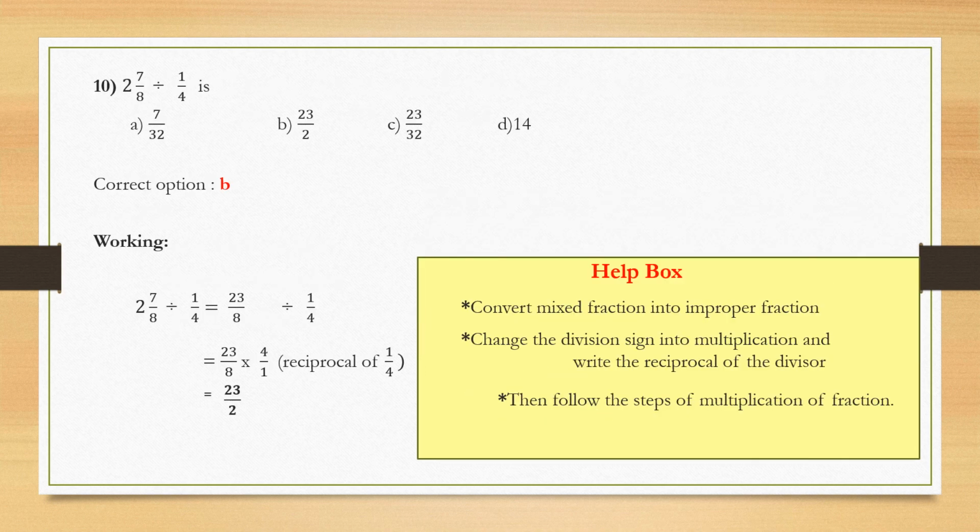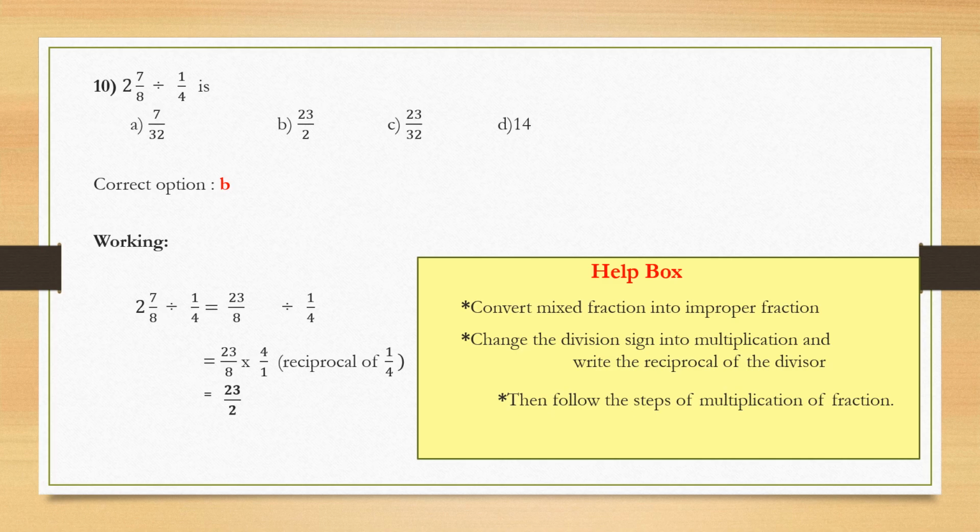The last one, 2 whole 7 upon 8 divided by 1 upon 4. This is division of fractions. You remember we have already done reciprocal. Here, what are we supposed to do? The very first step, the mixed fraction has been given to you. Convert that into improper fraction and take the reciprocal of the divisor. Okay, over here 2 whole 7 upon 8 is your dividend and 1 upon 4 is your divisor.